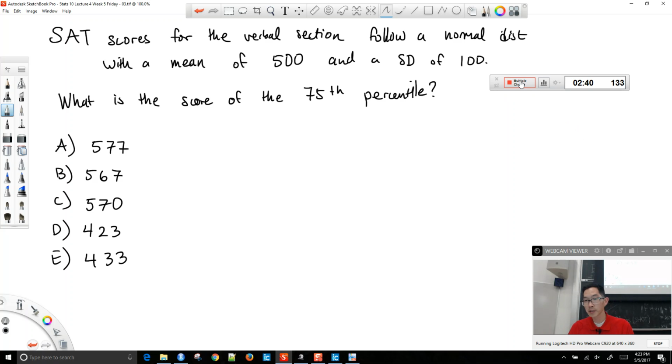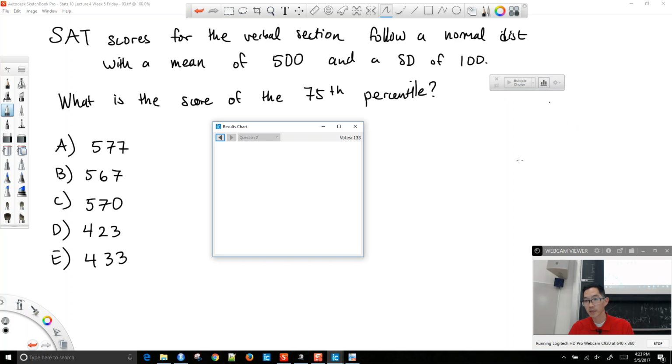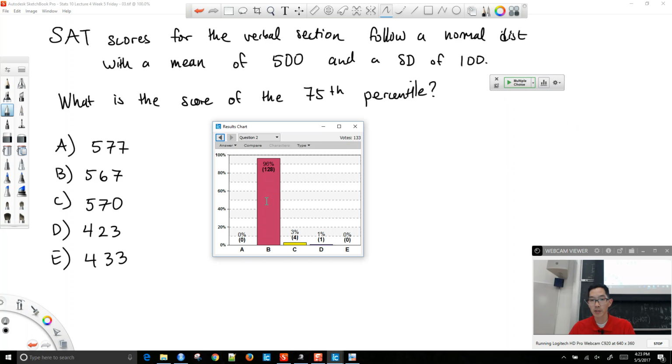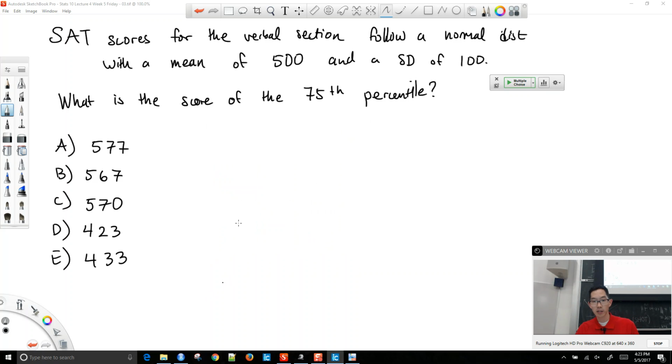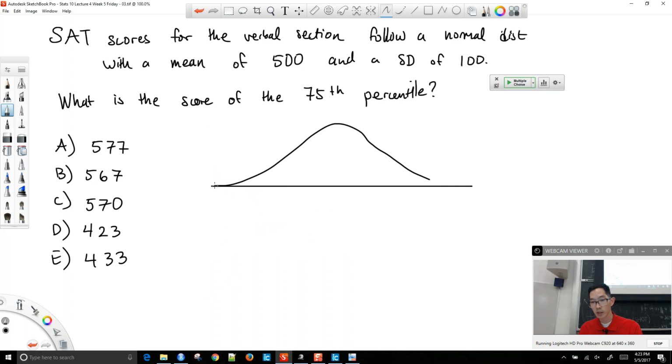Okay, I'm going to go ahead and close this. Let's see. Yeah, okay. Looks like most of you guys got that. So let's take a look. What we want is our picture looks like this. We've got 500 in the middle. We don't know what this score is, but what we do know is that if I shade everything to the left, this is going to be equal to 0.75.